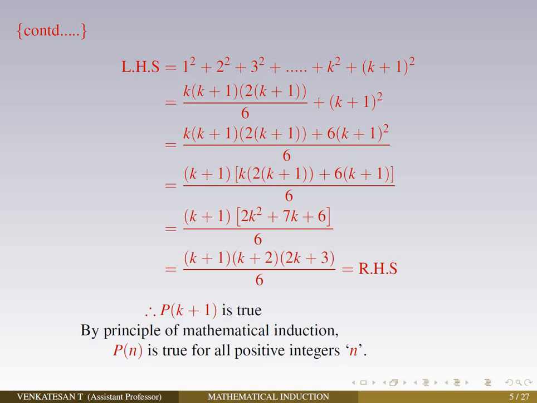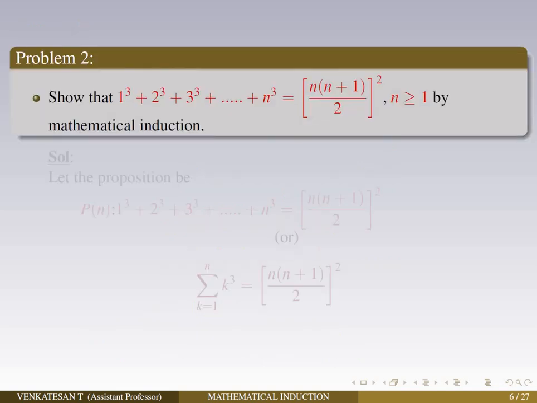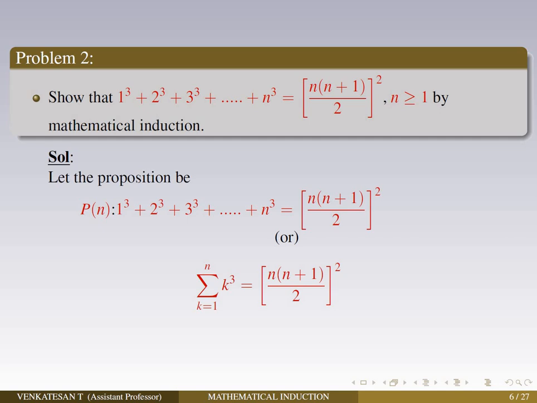We discuss one more problem now. Question number 2. Show that 1 cube plus 2 cube plus 3 cube plus etc. up to n cube is equal to (n into (n plus 1) divided by 2) whole square, where n is greater than or equal to 1, by mathematical induction. Solution. As usual, we have to consider the given proposition as P(n) here, and my left hand side will be rewritten as summation k equals 1 to n of k cube also. So in this problem also, in the question paper, you can expect any one of the two different formats of left hand side.